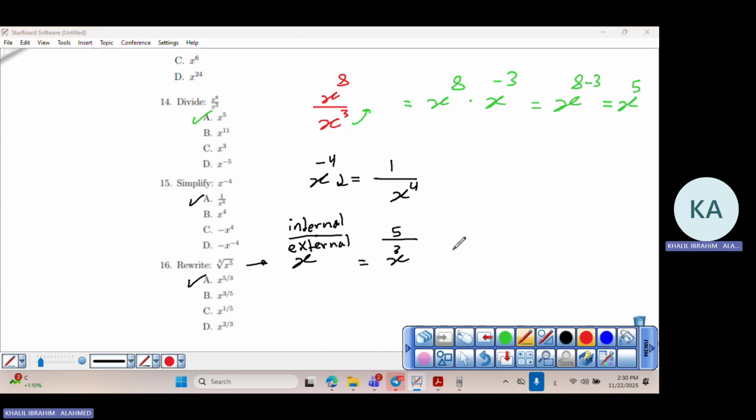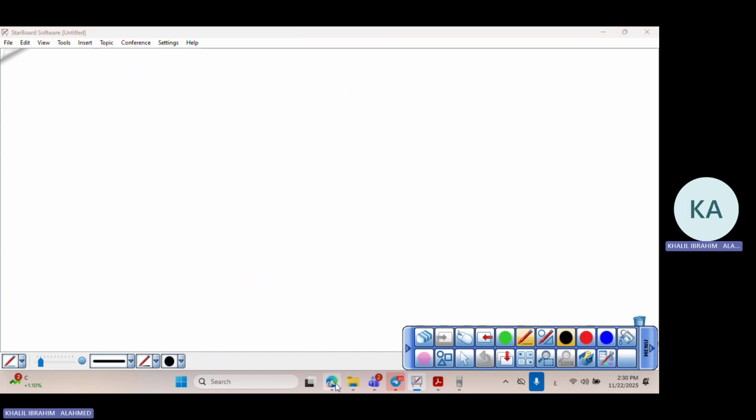I will give you an additional example. For this, radical to power 3 of x squared, how to write it in exponential form? This equals x, internal first, 2, external 3. That's it. Another example, radical to power 4 of x to power 3. This equals x with internal 3, external 4. That's it. It's easy. Okay, let's move to the next question.